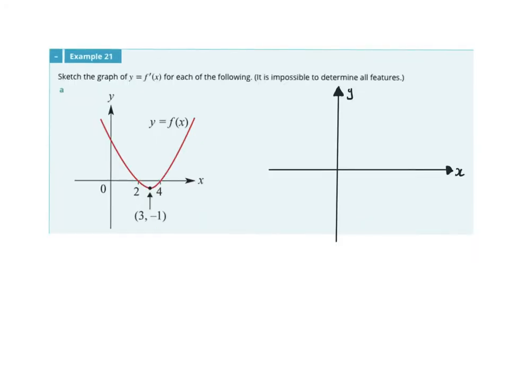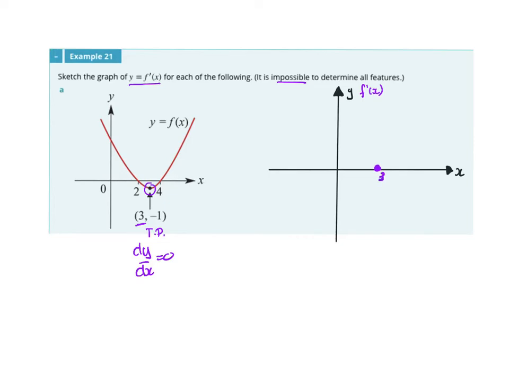Okay, with these questions, they said sketch the gradient function, or y, for each of the following. It's impossible to know all the features, but we know a rough idea. So over here, I'm going to sketch the gradient function. I know here I've got a turning point, and at the turning point, dy dx equals 0. So I'm going to go at 3. At 3, that's an intercept. So I know this graph intercepts here.